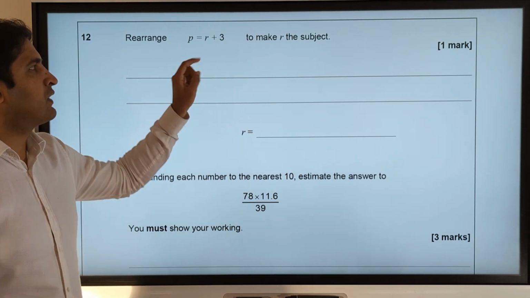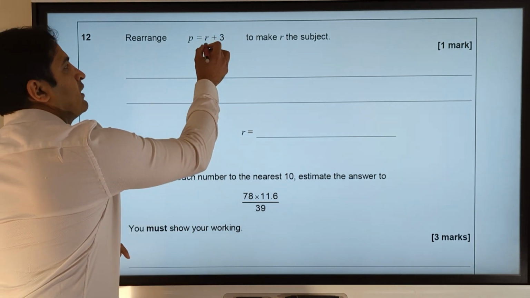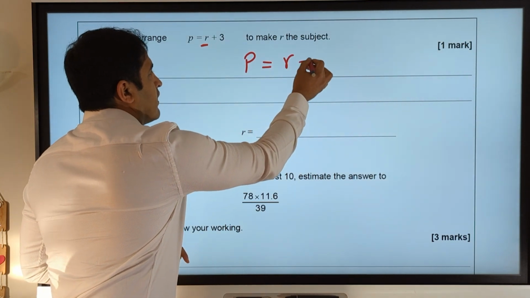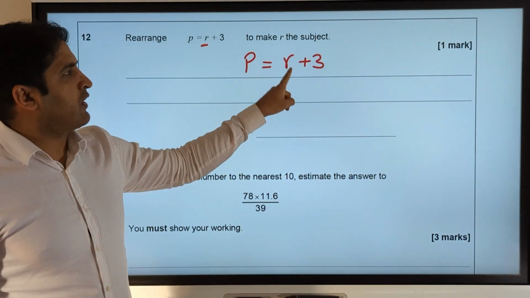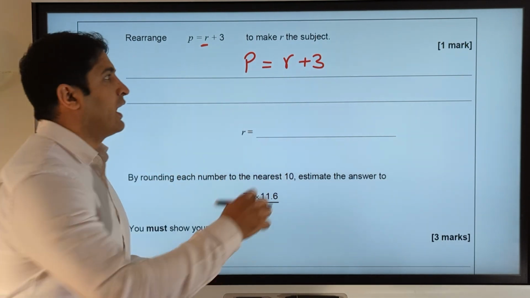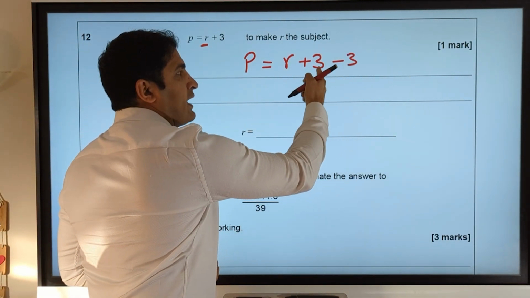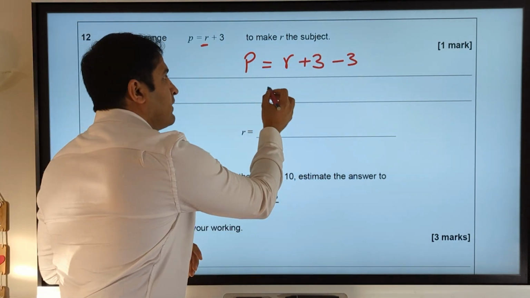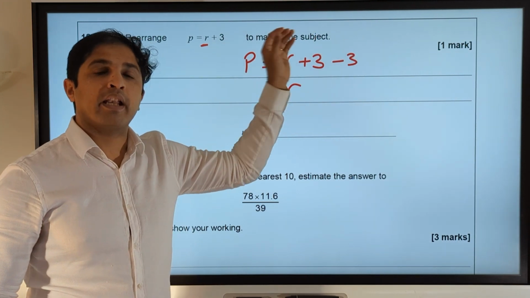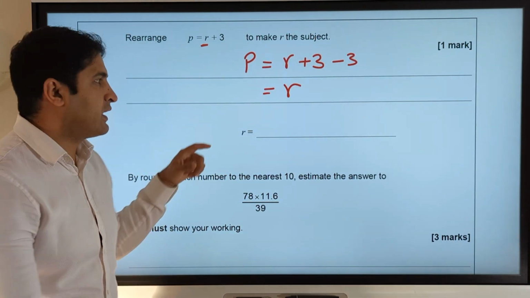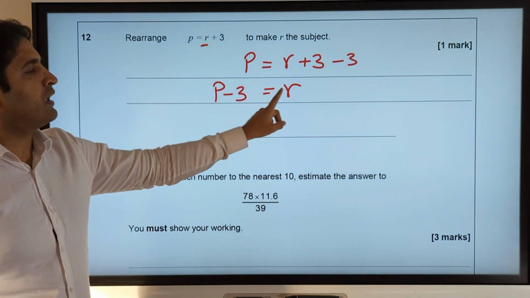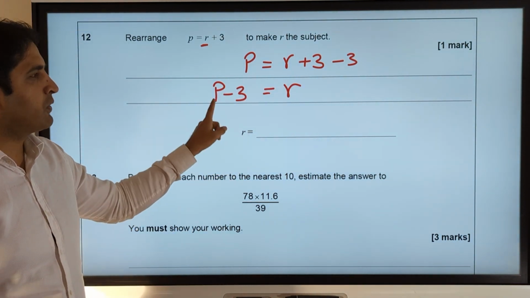Rearrange to make R the subject. So if I want to make R the subject, we need to get R by itself. I'm going to write the question again. I need to get rid of that 3. How do I get rid of that 3? Again, doing the same thing on both sides. I need to take away 3 from here. So add 3, take away 3 gives you 0, so you're left with R. But I can't just take away 3 from the right hand side. I need to do the same thing on the left hand side as well. So I need to take away 3 from P as well. So P take away 3 gives you R. That's the subject. R equals P take away 3.